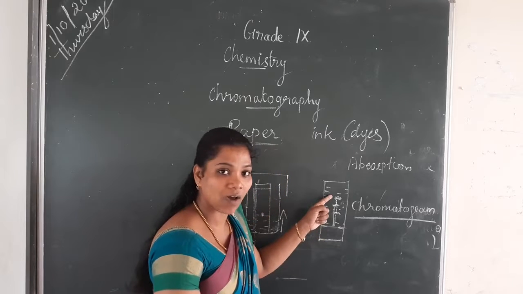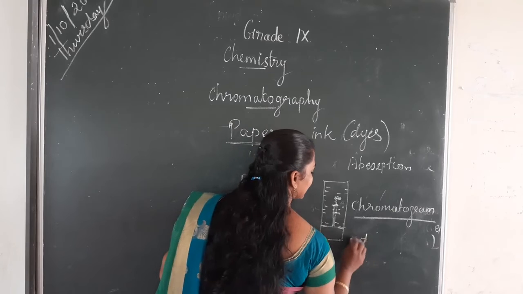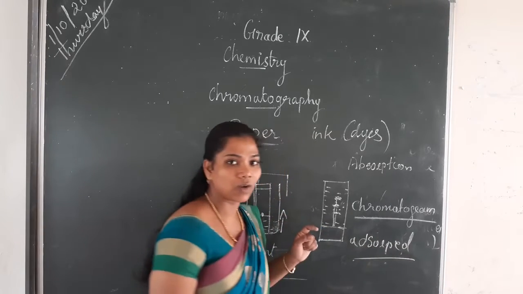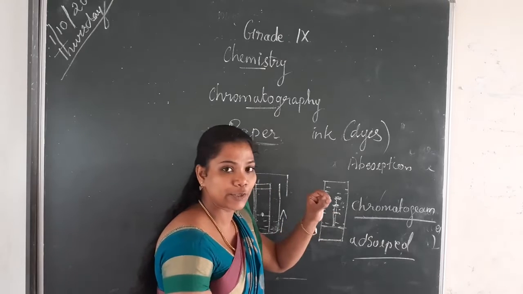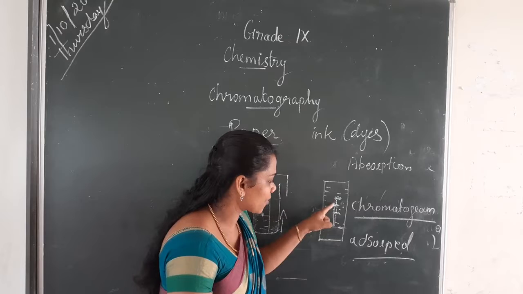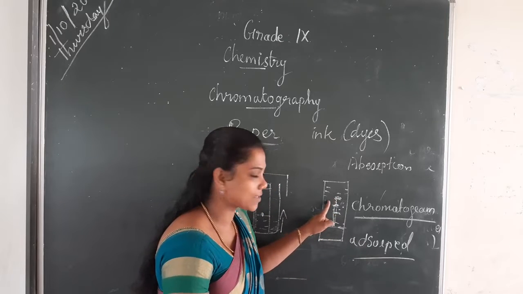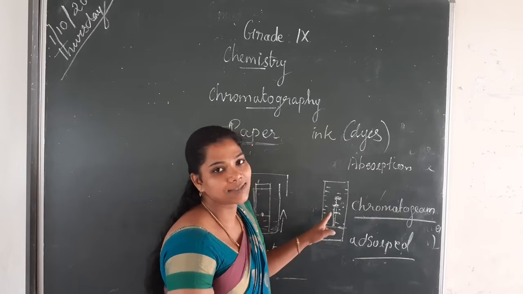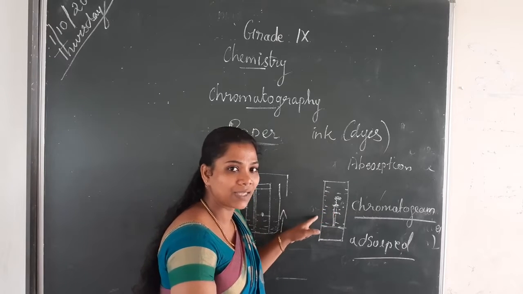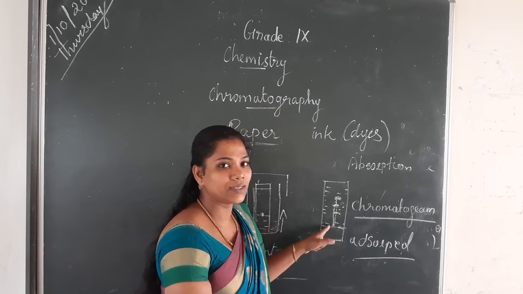3 different colors or 3 different types of dyes that are adsorbed on the paper. Adsorbed means what? It sticks onto, or occurs on, the filter paper. Okay, so 3 types of dyes are adsorbed on the filter paper based on their pore size and their solubility with the solvent. So we have separated 3 different types of dyes from one liquid substance, that is from the ink. Do you understand?